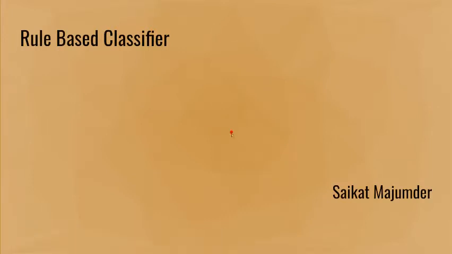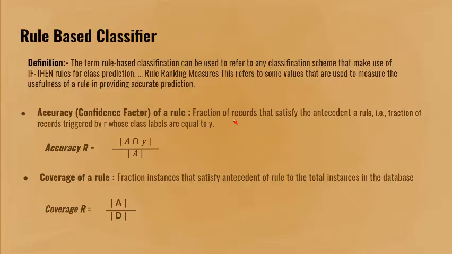So what is a rule-based classifier? The term rule-based classifier can be used to refer to any classification scheme that makes use of if-then rules for class prediction, and after making such rules we have to measure the accuracy and the coverage of a rule.